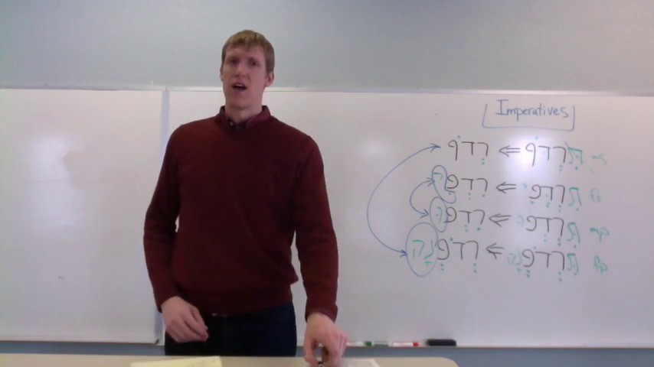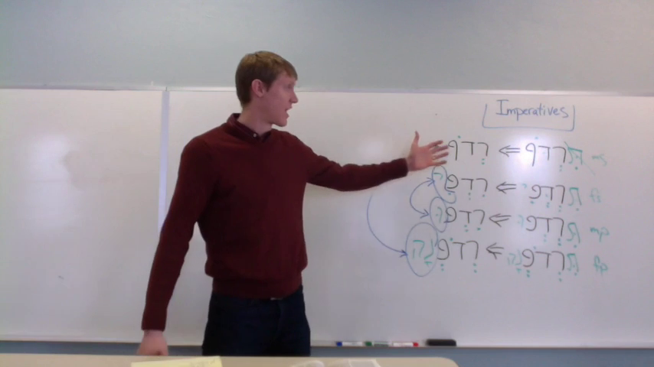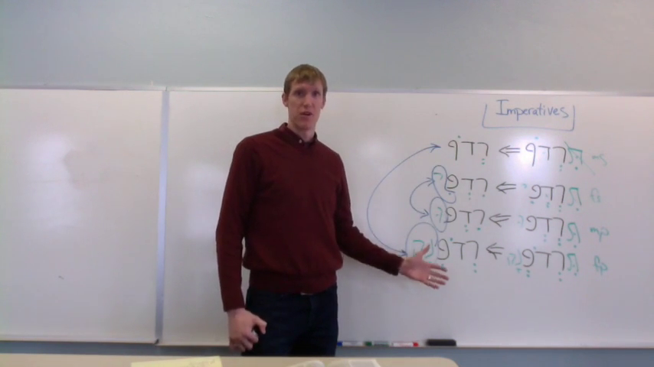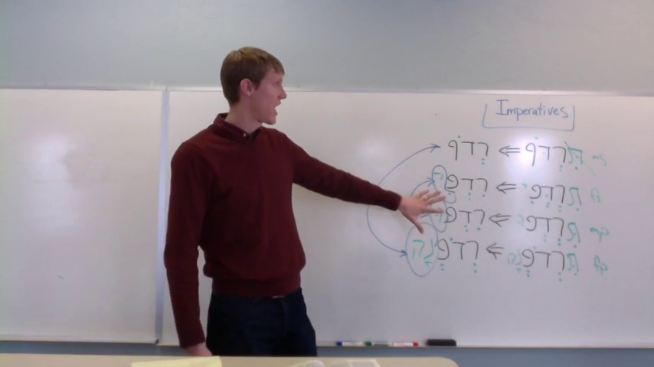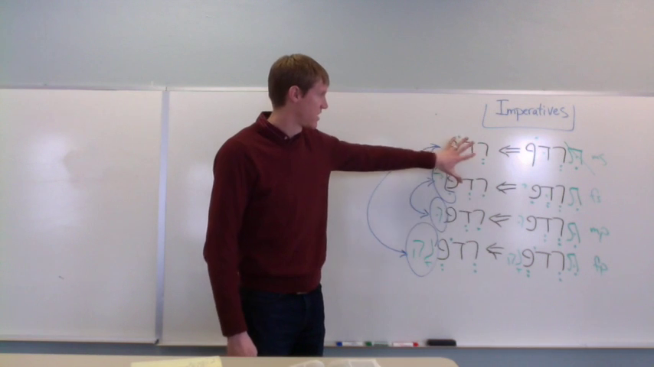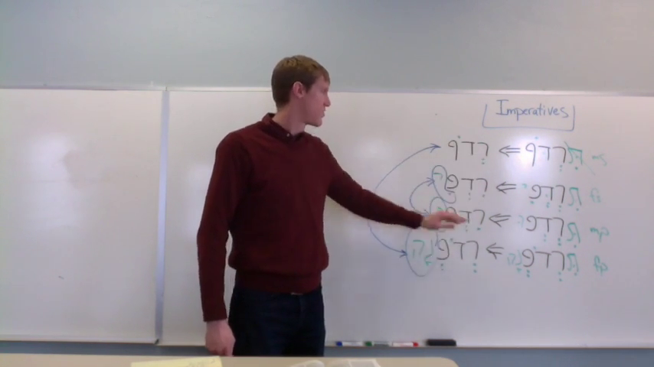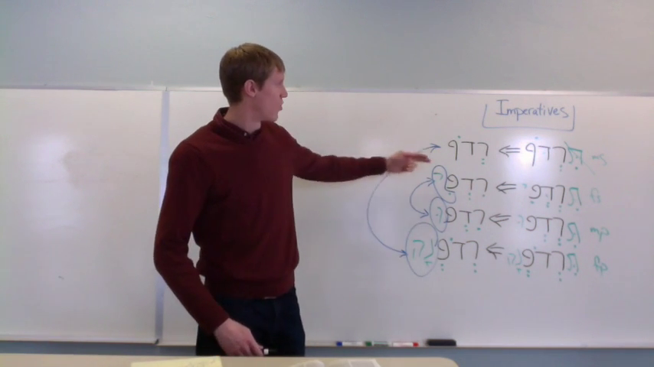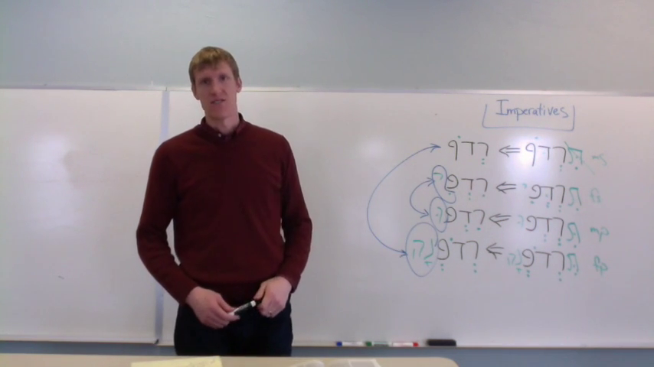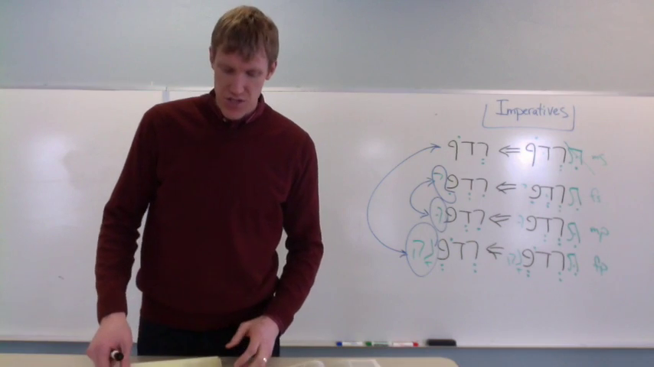And so that's why I think it's a very simple verb form. There's very little added. It's just this basic root with a basic vocal pattern, and then these four options of endings that differentiate them between gender and number.